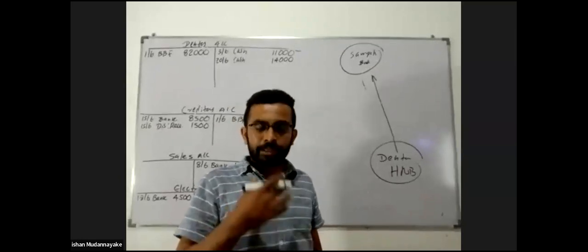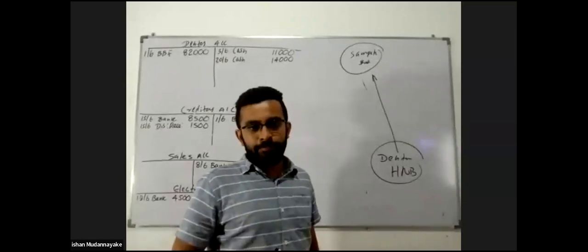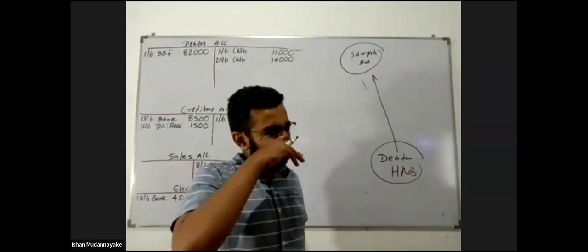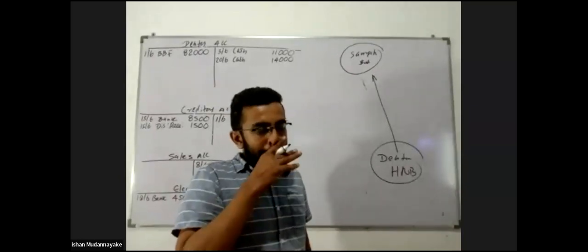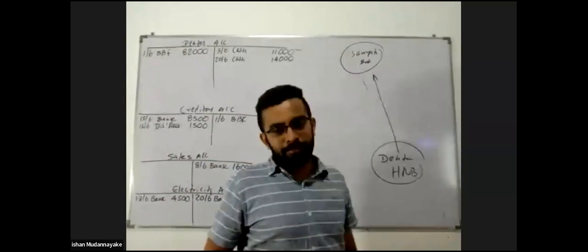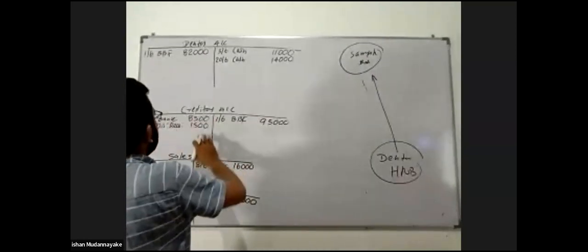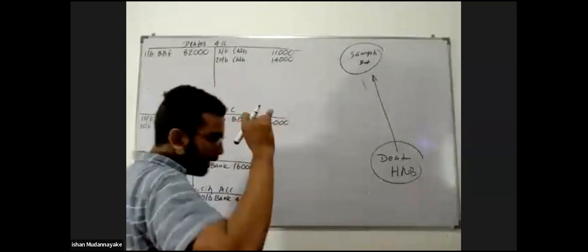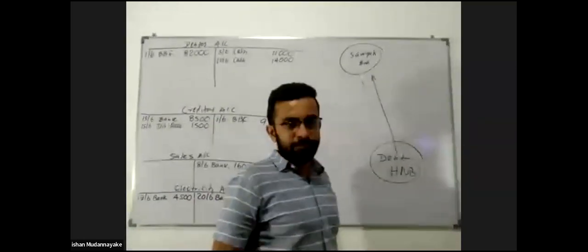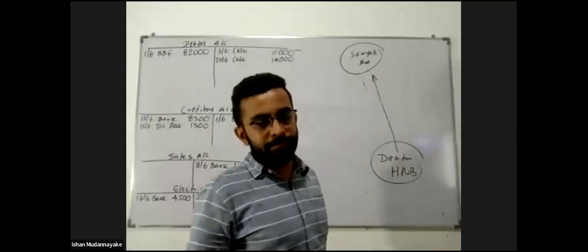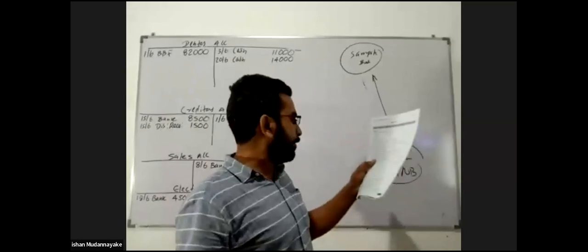Sampath Bank cannot collect the cash from HNB, right? That is called a deposited and returned check. The 40,000 was deposited, but the check was returned. Deposited check, but returned check.